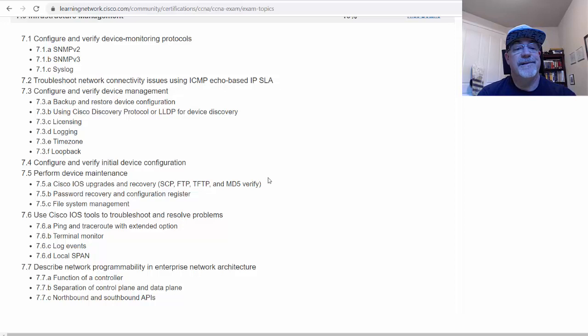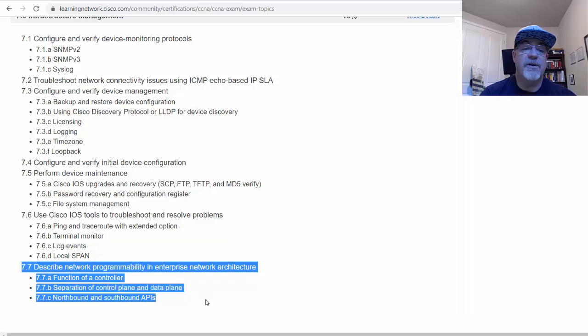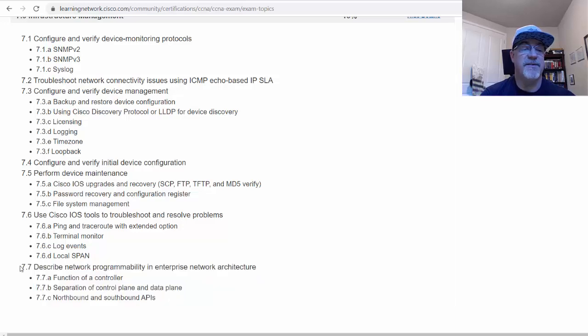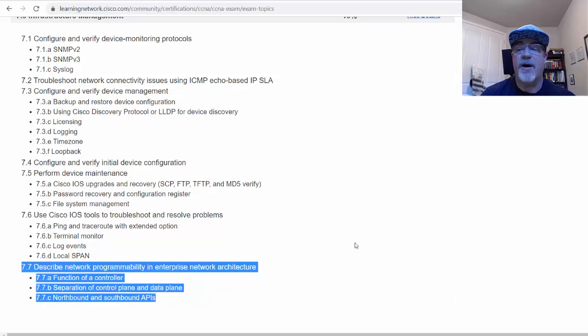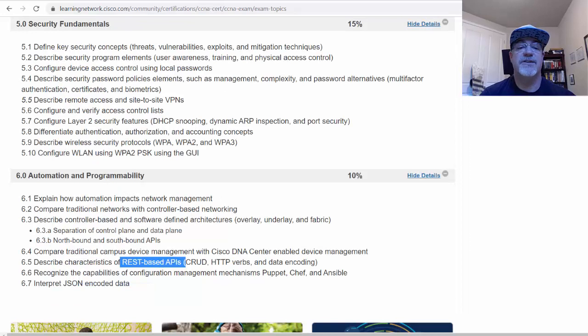What else? Gosh, there's just so much. Network programmability, this is where network programmability and network architectures, kind of software-defined networking, existed on the old CCNA, and you can see it's been really expanded upon in the new CCNA. It has its own section, automation and programmability, with multiple subsections. It's still only 10% of the overall CCNA, but it plays a bigger role.